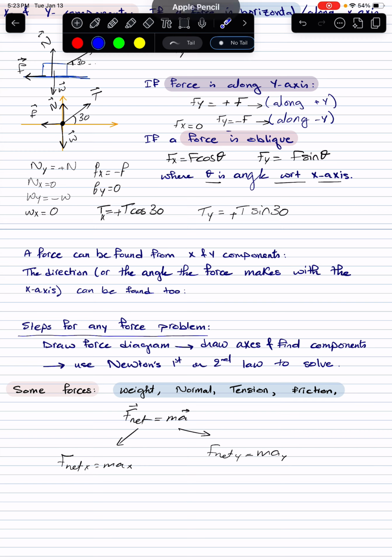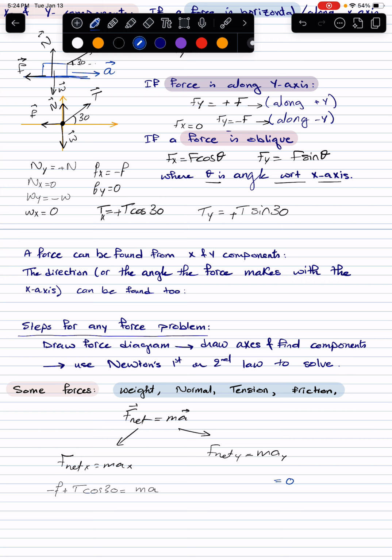So I'll just substitute these. This will give me actually that I also have the tension, by the way, Tx, which is T cosine 30. So this will give me minus f plus T cosine 30 equals max. Let's assume that the box moves along the surface, so it's moving along the table, which means it's horizontal, so its x component is equal to a itself, and its y component is equal to 0.